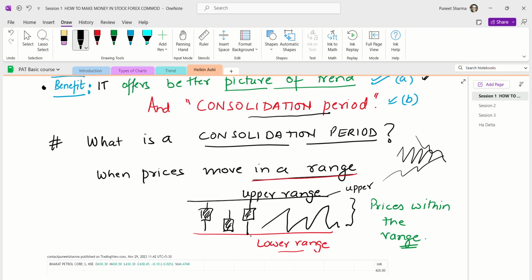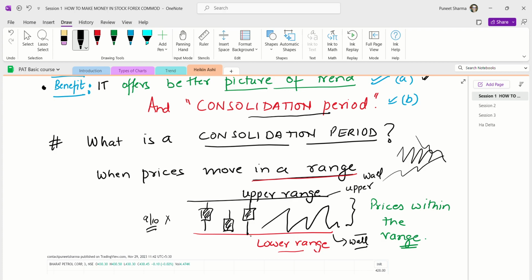I will call it the upper boundary or the upper wall and the lower wall. And it does not break these walls, it hovers in between, and if anybody trades in between this, he will surely make losses 9 out of 10 times. In one time he may make profit, or two times he may make profit, but mostly he will make loss, because market is trendless. It is very uncertain which way it will move within this space. So we should avoid a consolidation period.